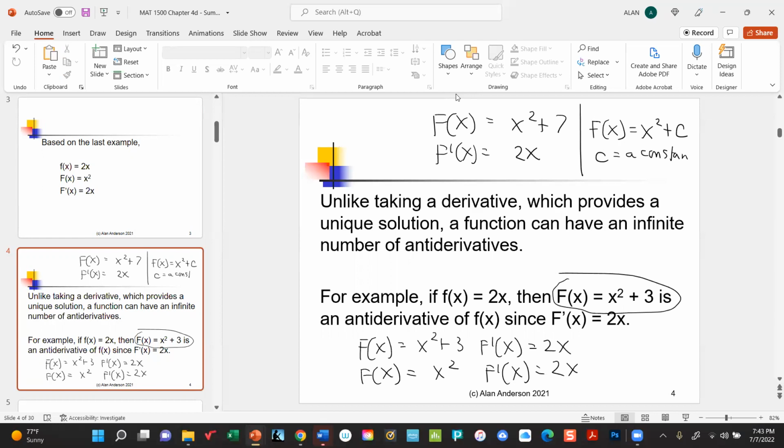Now, often we don't have enough information to figure out what that constant is. If we need that number, we can find it out.